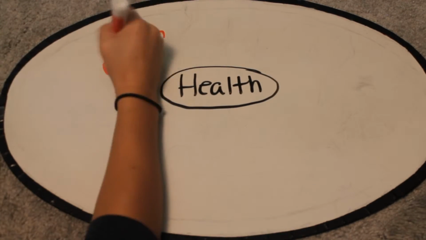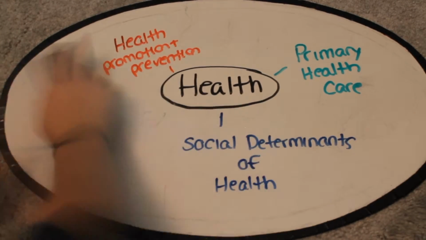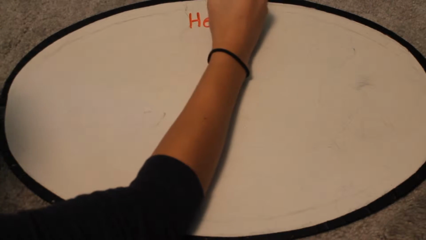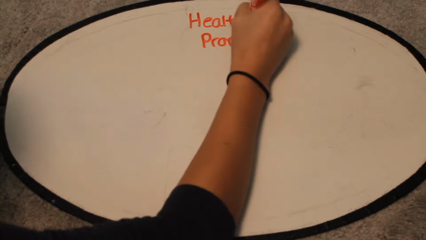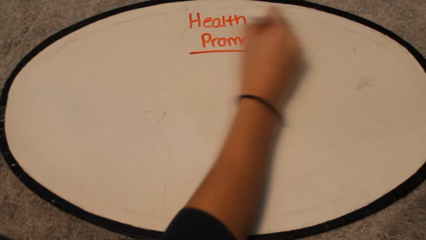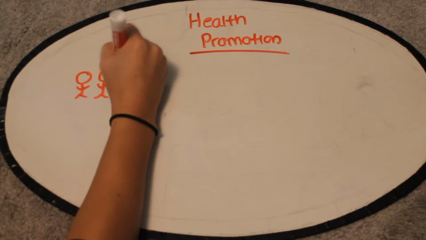Health includes everything from health promotion and prevention to primary health care and the social determinants of health. Health promotion is about creating a healthy community. People within this community work together to create a healthy environment and have control over some factors that may affect their lives. The process for creating a healthy community is a continuous circle.